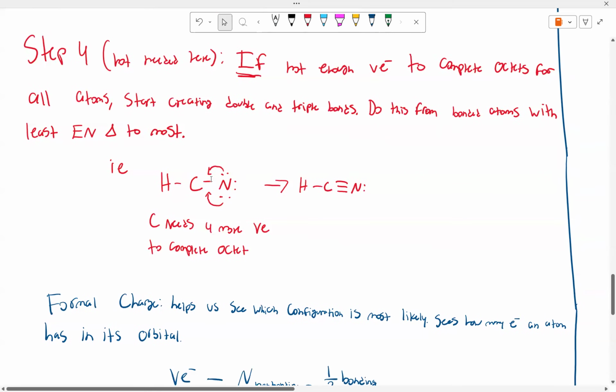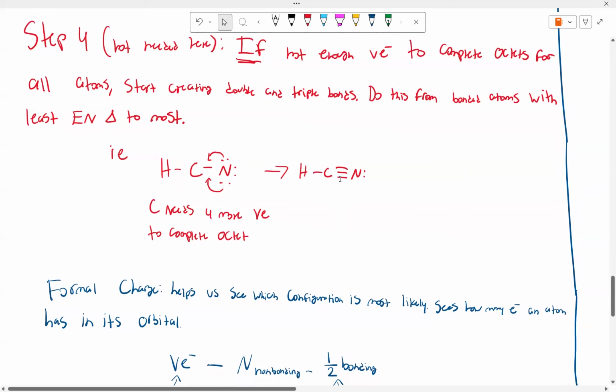So for example, you're forming these triple bonds in order to complete the octets, carbon's octet, since right now this is an incomplete octet. Carbon only has four valence electrons right now. But in this case, it doesn't.